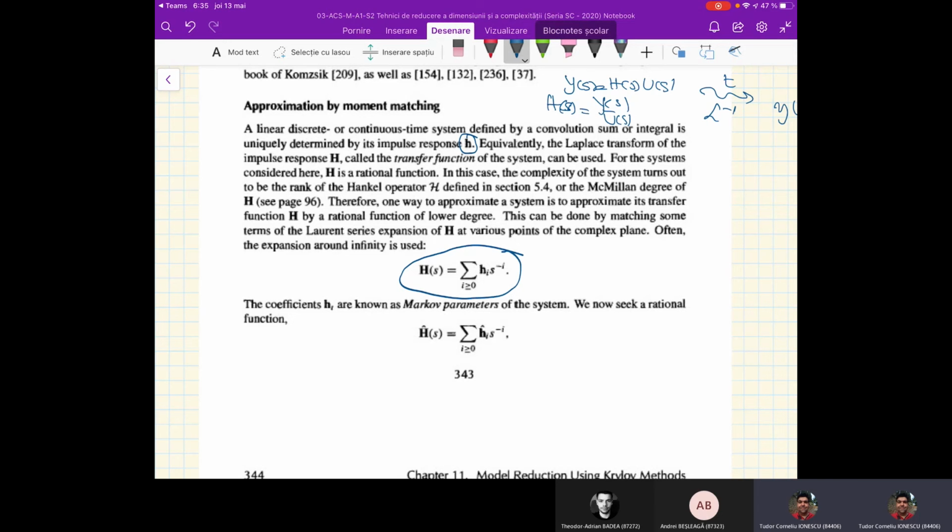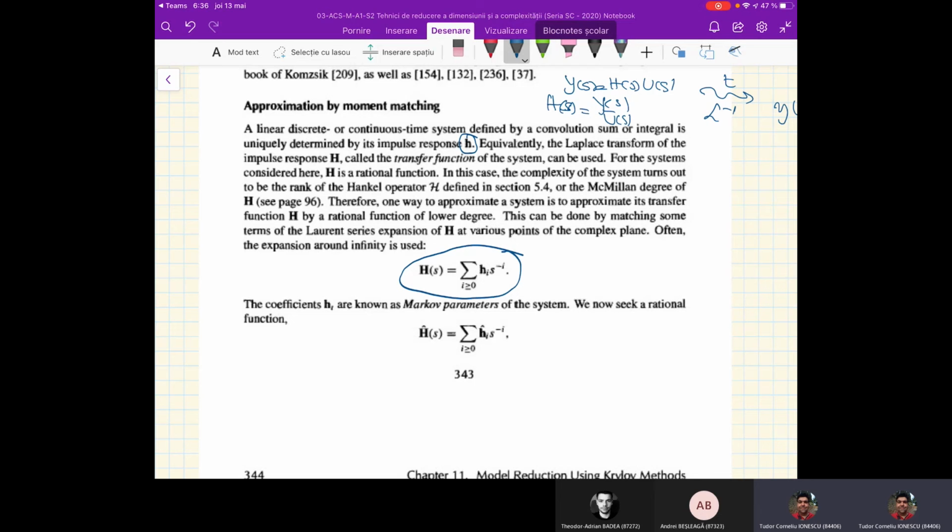There exist infinite dimensional systems, such as the heat equation, look it up on the internet, where this transfer function is no longer rational, it's irrational. So there also exist irrational transfer functions. In this case, the complexity of the system turns out to be the rank of the Hankel operator H that we have been discussing so far, or the Macmillan degree of H. So it's the dimension of the transfer function.